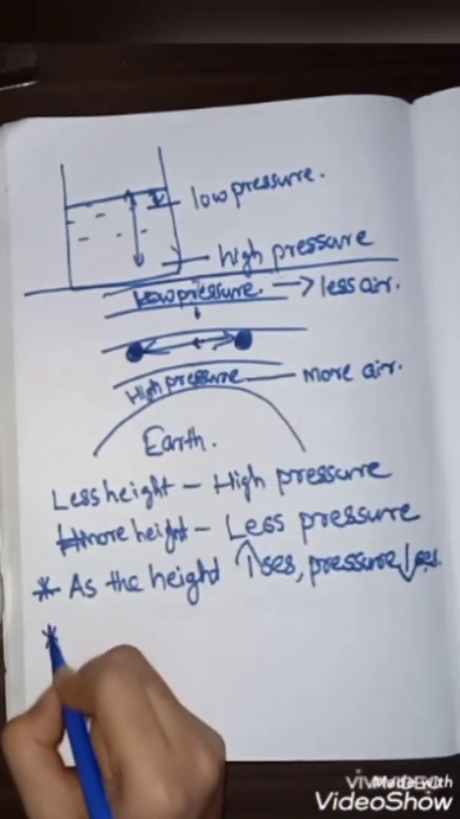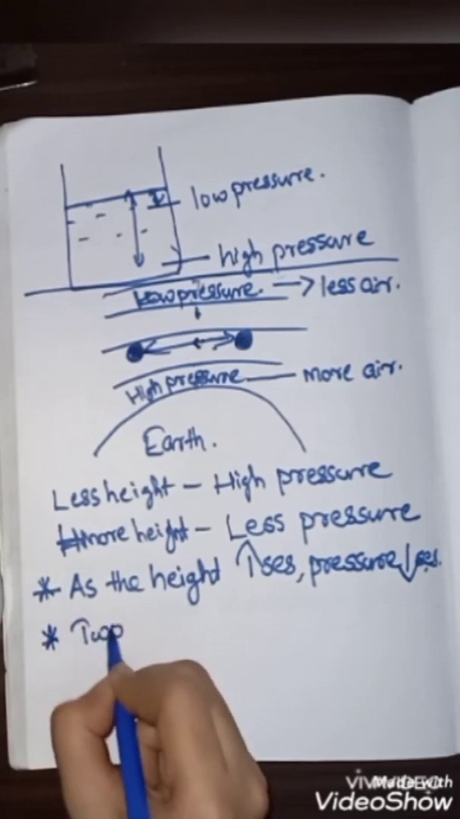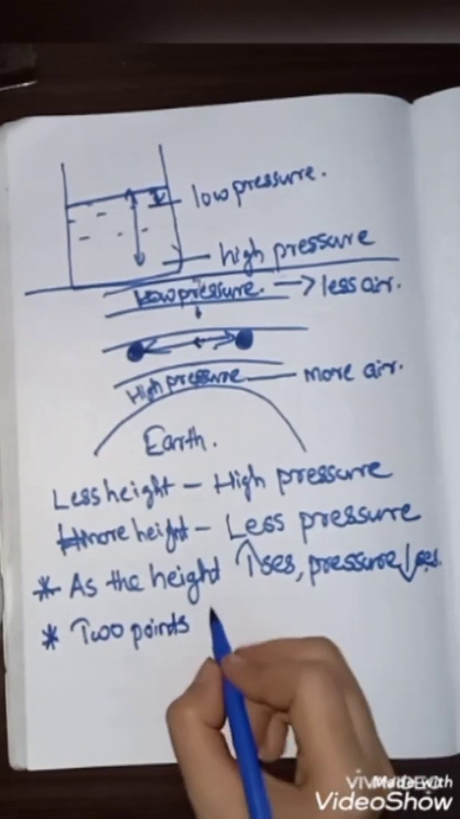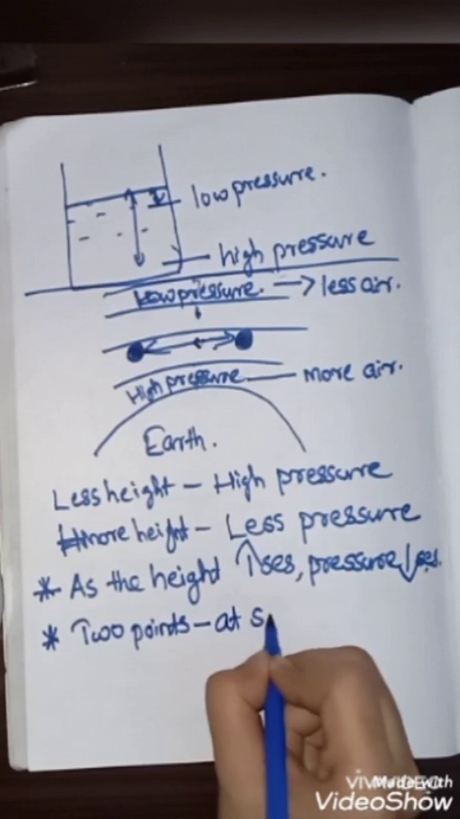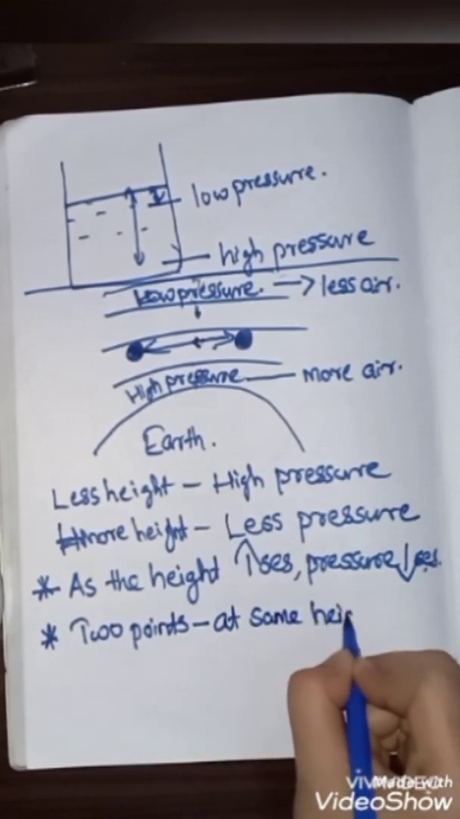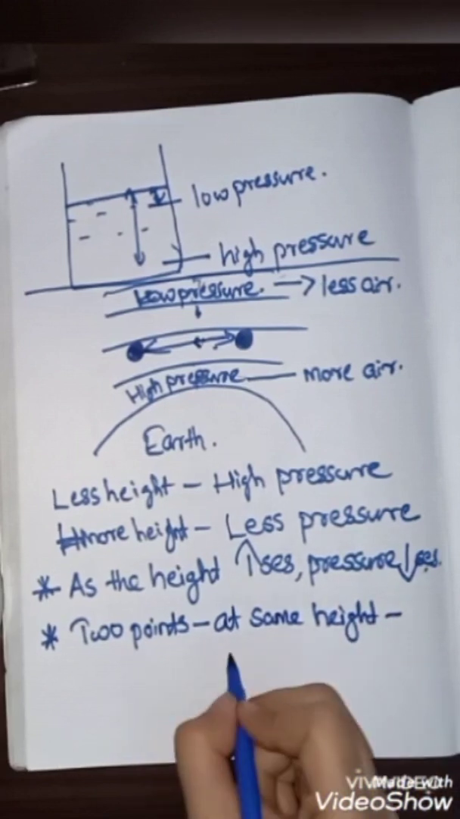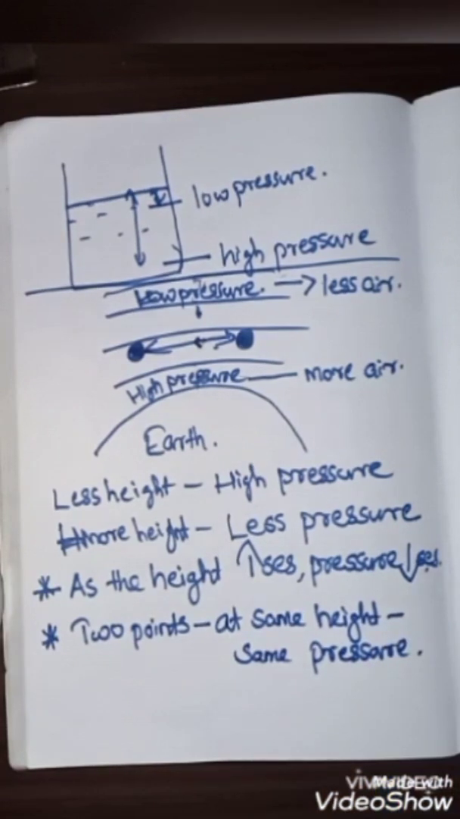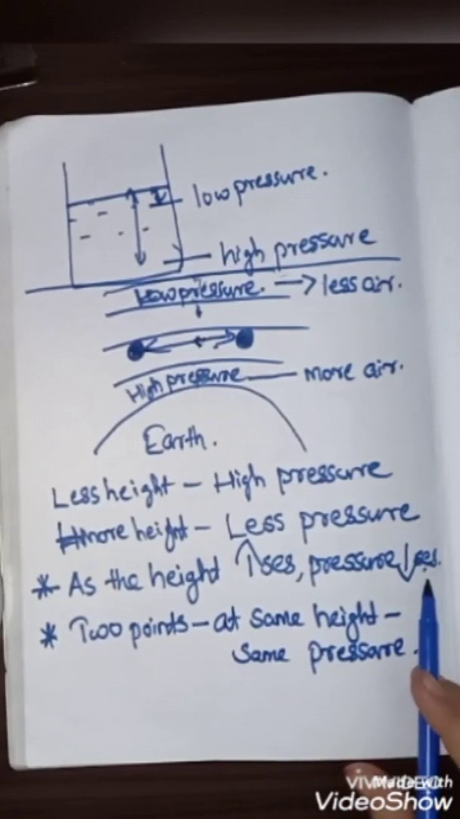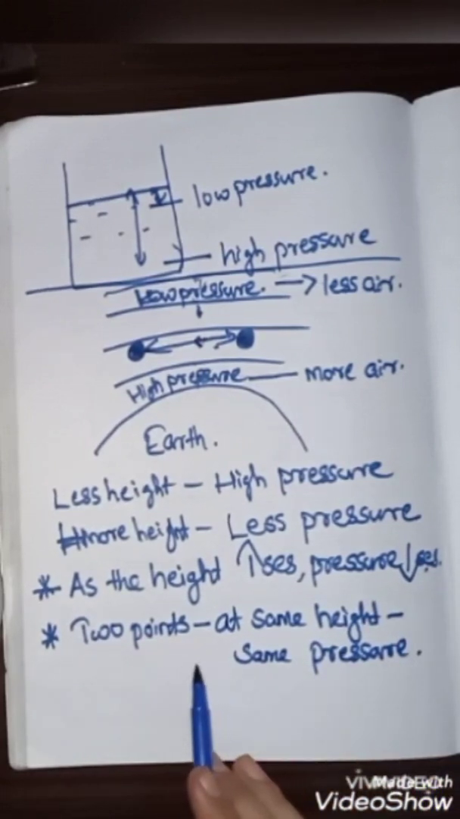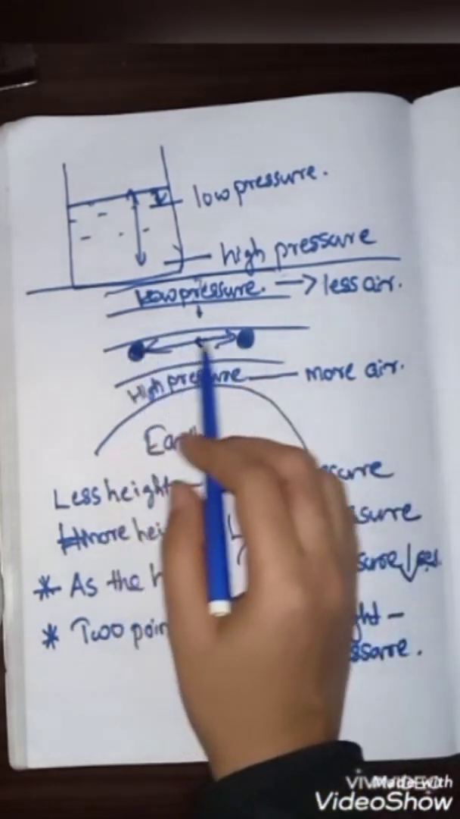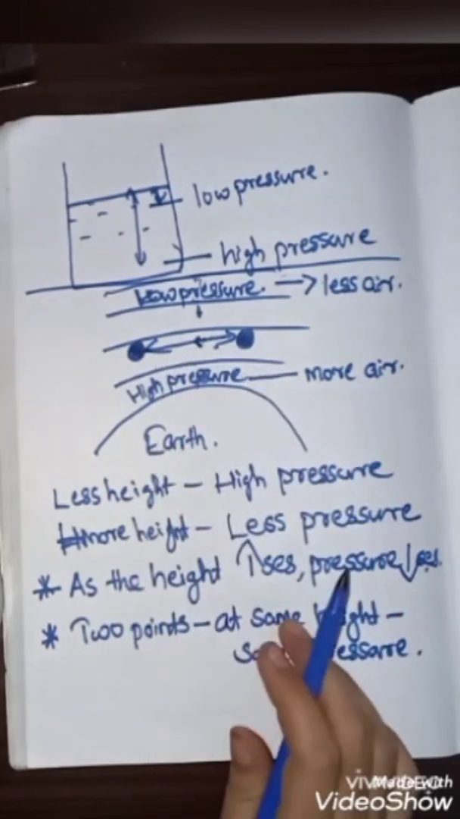So when we take 2 points at the same height, they will exert the same pressure. Okay, here we discussed mainly 2 points: as the height increases the pressure decreases, and when we take 2 points at the same height, the 2 points exert the same pressure.